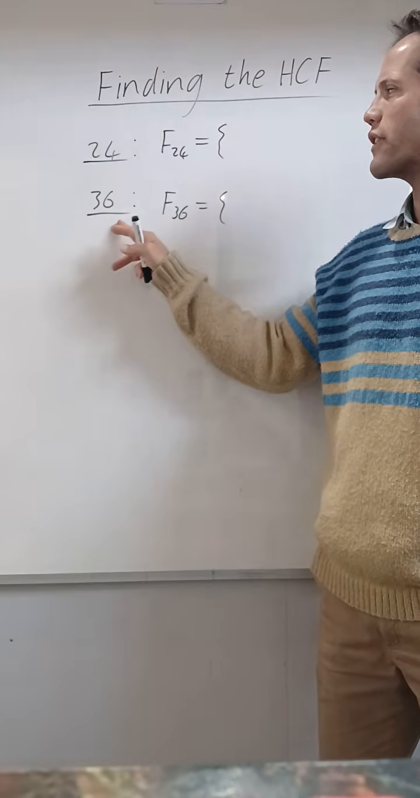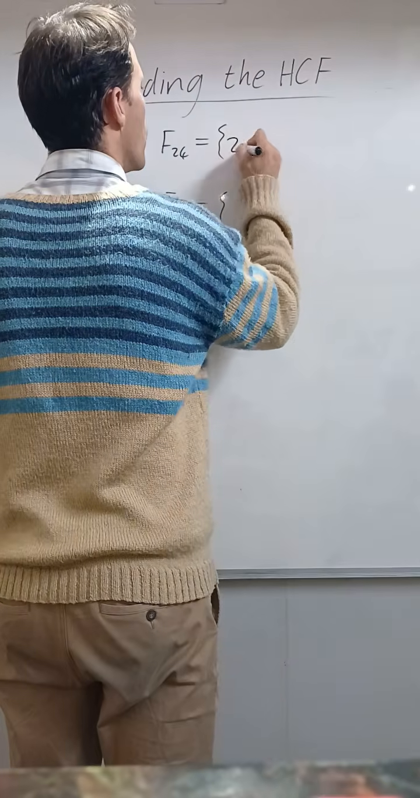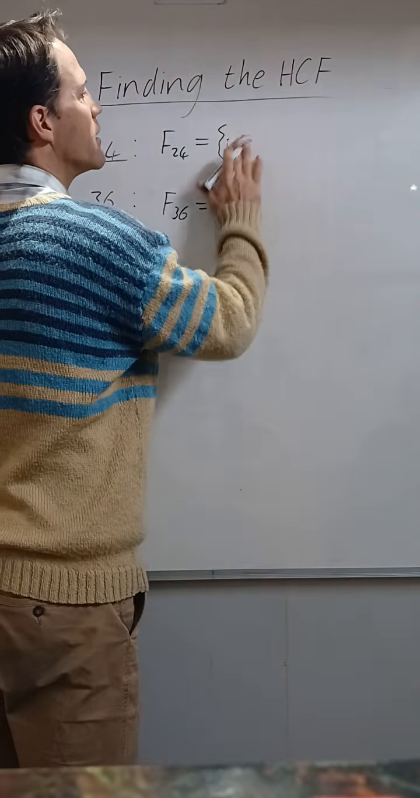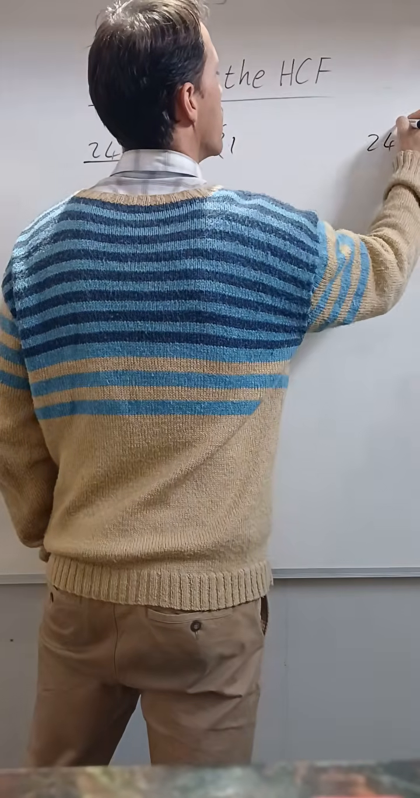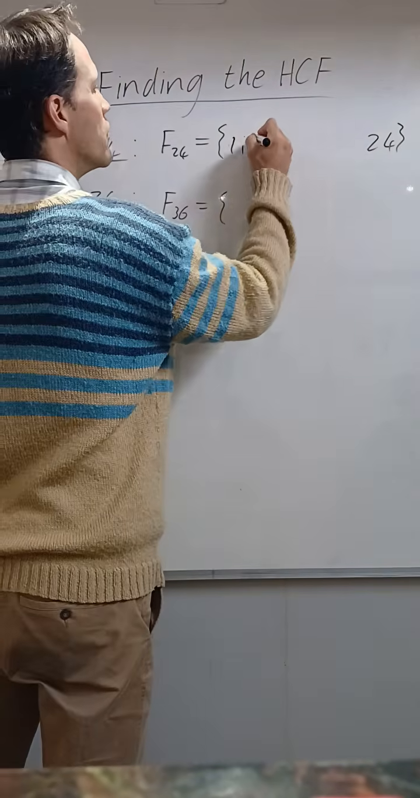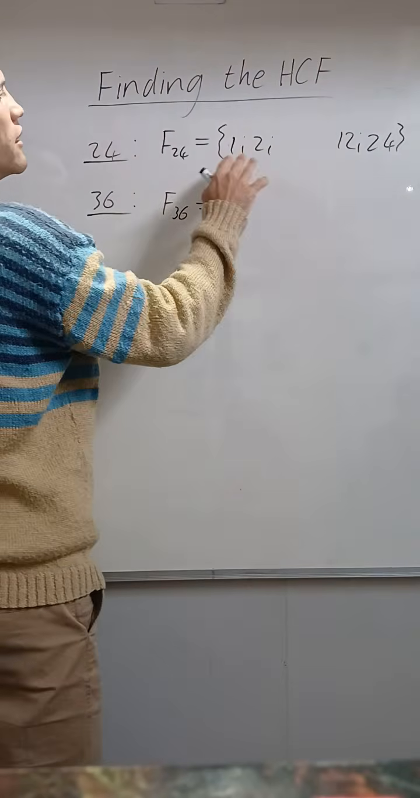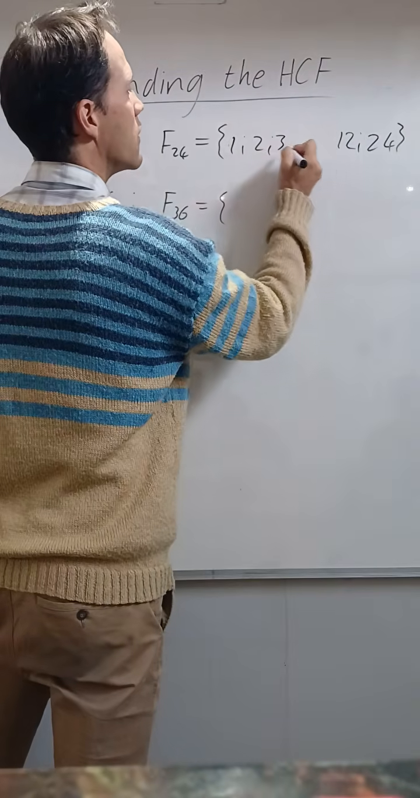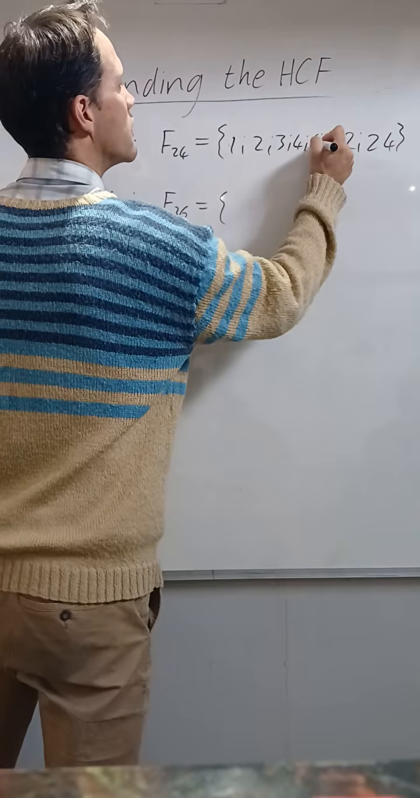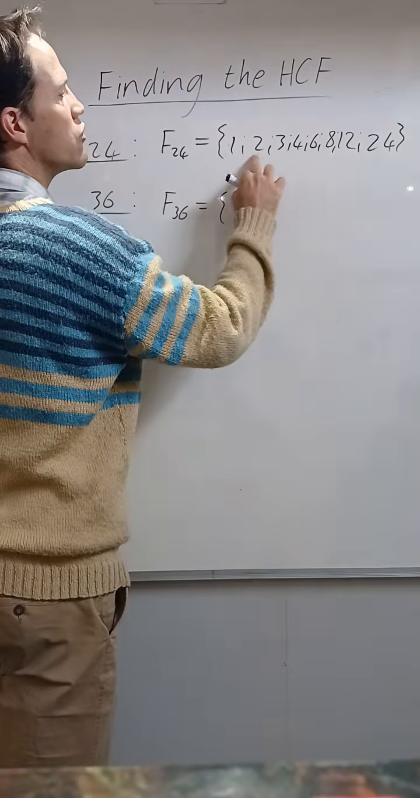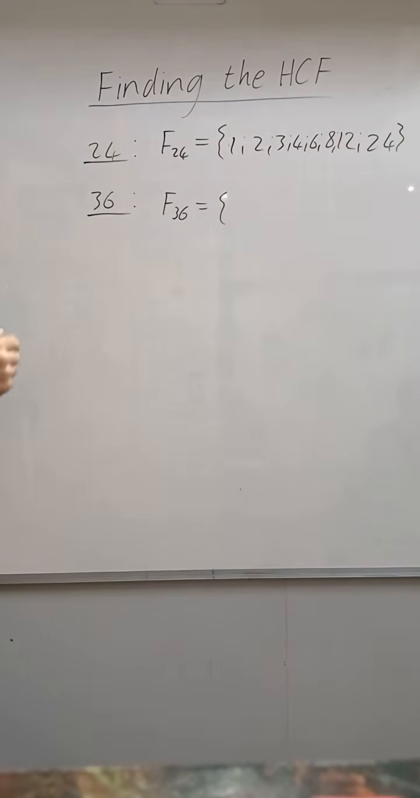So if you look at 24 and 36, the factors of 24. Let's start with 1. 1 times 24 gives you 24. 2 times 12 gives you 24. 3 times 8. And then 4 times 6. 1 times 24, 2 times 12, 3 times 8, 4 times 6. Those ones give you 24. That's the factors of 24.